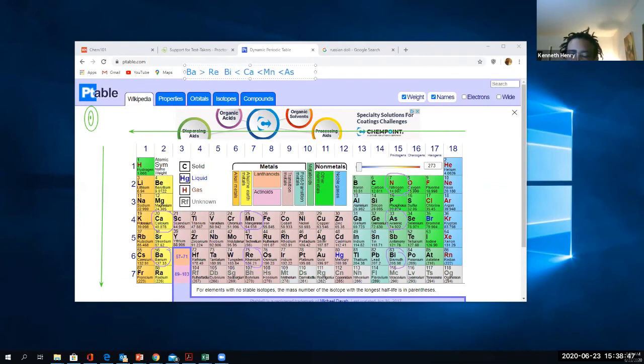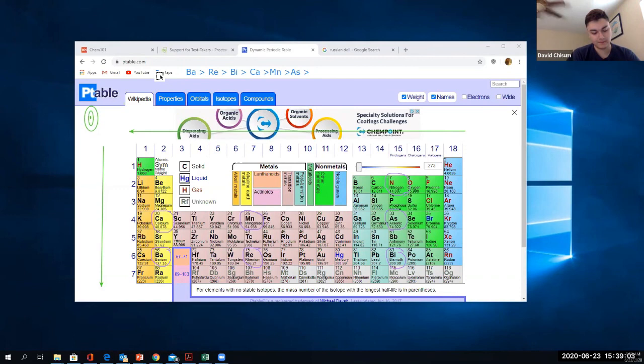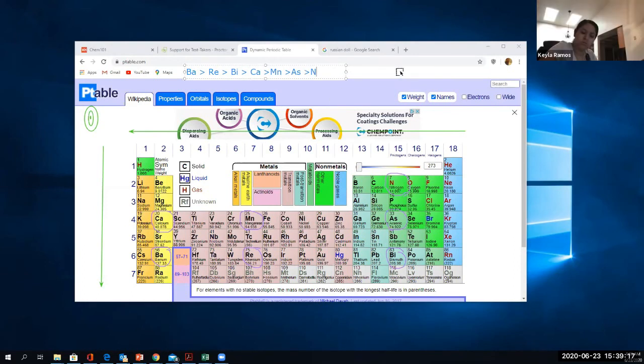Remember, Pac-Man eats the biggest one. And our smallest? Nitrogen. There you go. Pretty simple, right?